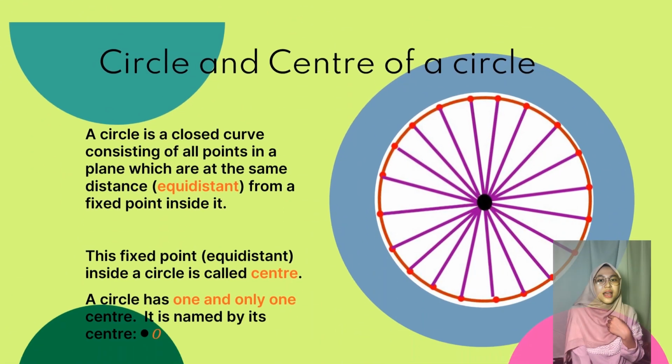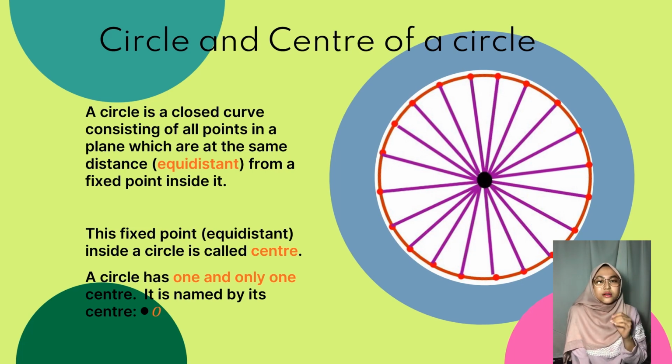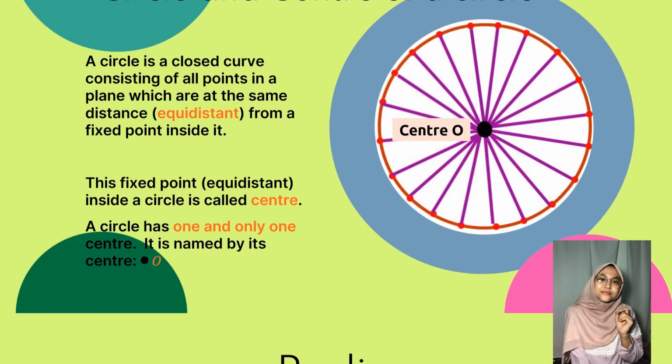First, circle and center of a circle. A circle is a closed curve consisting of all points in a plane which are at the same distance, or we can call it equidistant, from a fixed point inside it. This fixed point inside a circle is called center. A circle has one and only one center. It is named by its center, circle O.